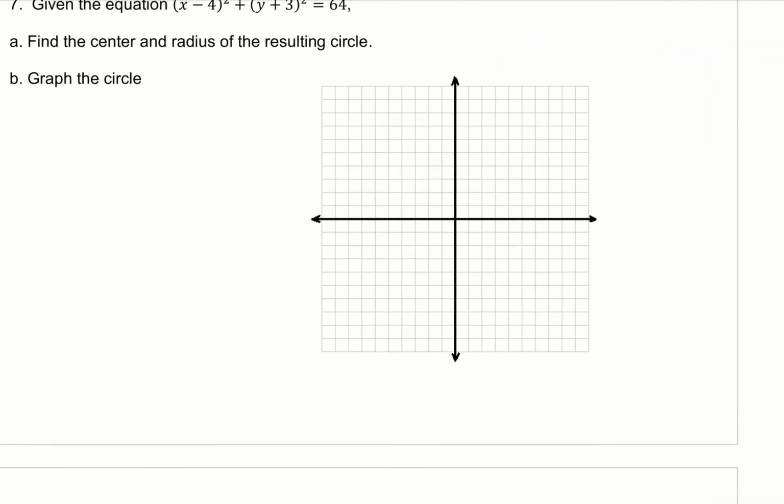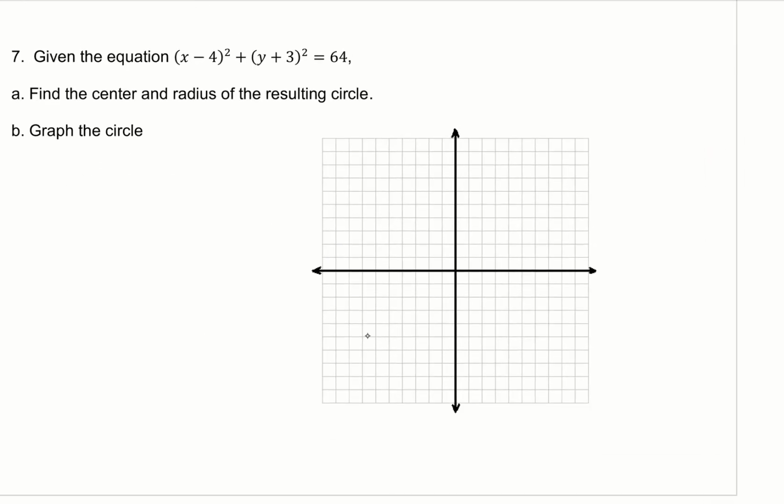All right, number 7. Now we're switching over to circles. Find the center and radius of the resulting circle, graph the circle. So we have here, graph the equation x minus 4 squared plus y plus 3 squared equals 64. Remember that the standard form of the equation of a circle is x minus h squared plus y minus k squared equals r squared. So hk gives you the center. If the signs match, the answer is going to be positive. If the signs do not match, the answer is going to be negative. So our center here, given by hk, is h is 4, k is negative 3.